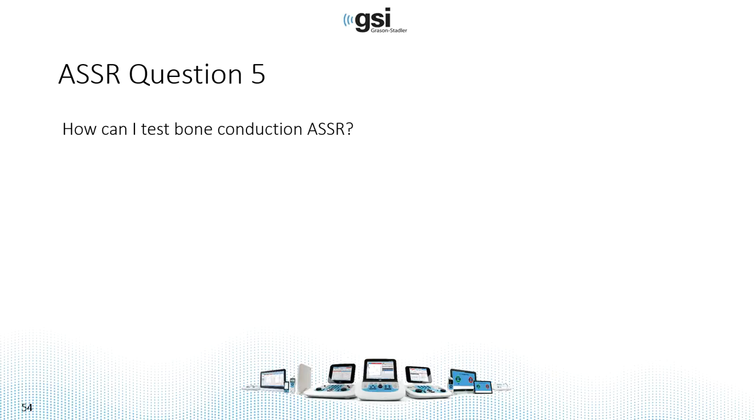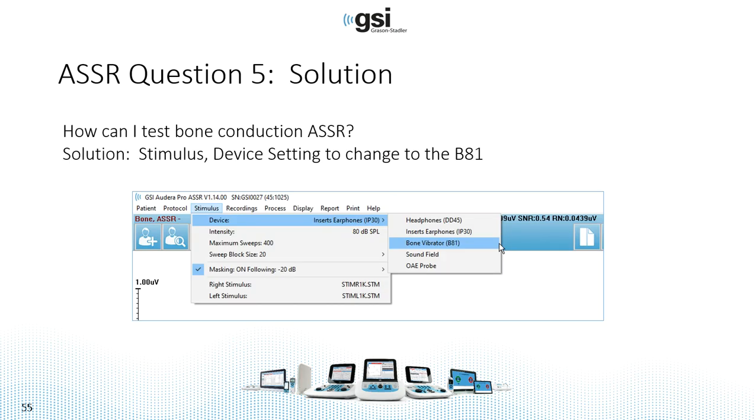Question 5: how can I test bone conduction ASSR? Well, by default, the insert earphones are selected as the test stimuli, but you can change that. You can go to the stimulus dropdown, select device, and over to the right you can see the other transducers that can be selected. In addition, this is where you can actually turn on masking. So if you are doing bone conduction testing and you want to add masking, you would turn it on in this menu as well.